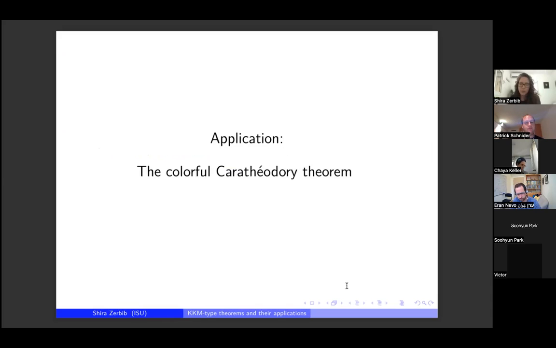The last thing I want to give you is another application, a third application, and this will be an application of the colorful Komiya theorem of Florian and myself. And we will prove with it the colorful Kuratowski theorem of Brouwer.